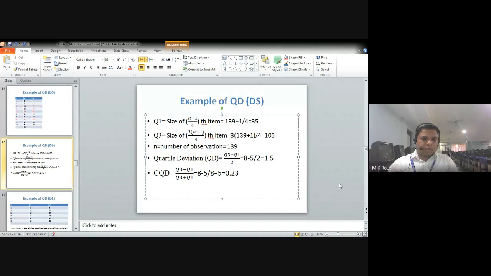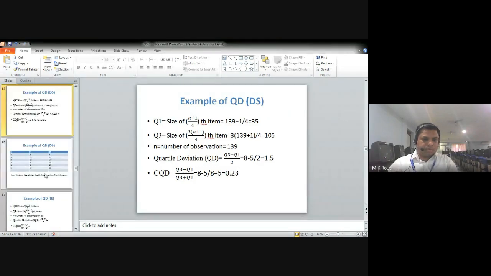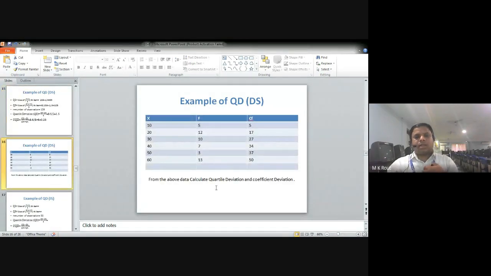Okay. So there is another example for you. Try to solve this one as early as possible. Then we proceed to the continuous series. I have already made this one. The sum of frequency is given, and cumulative frequencies are also calculated as per the given frequency distribution.